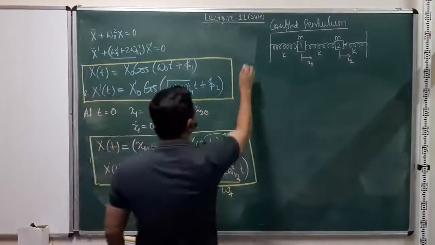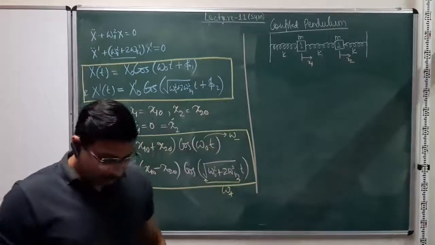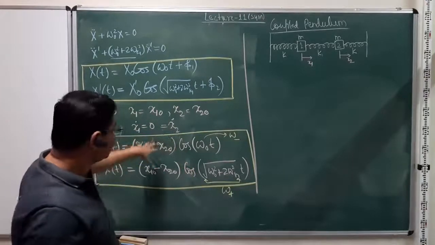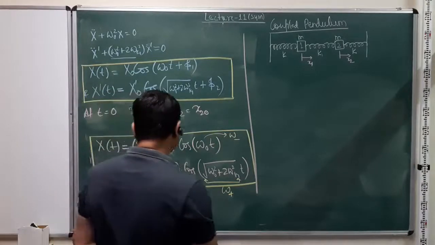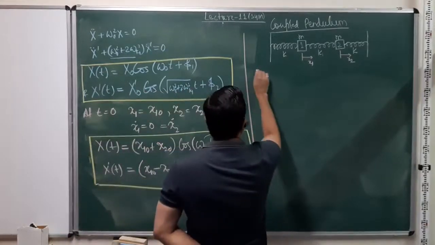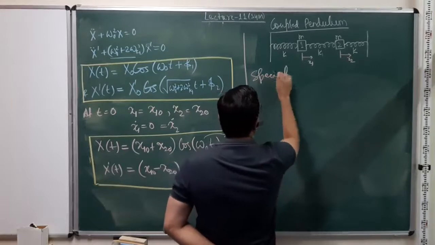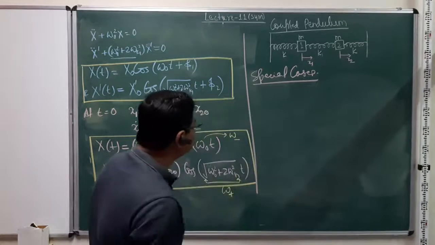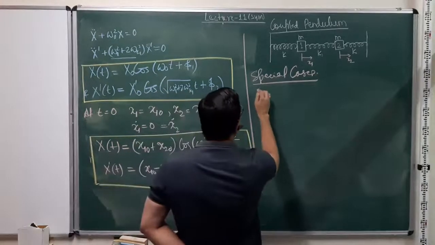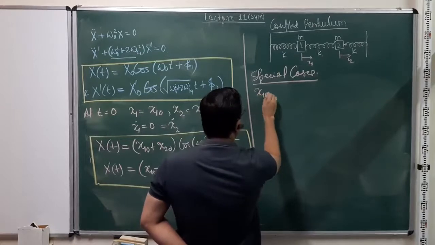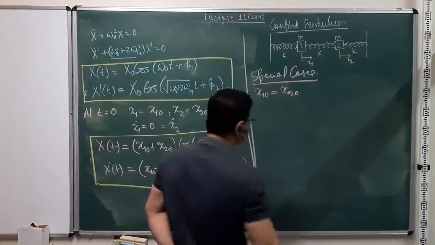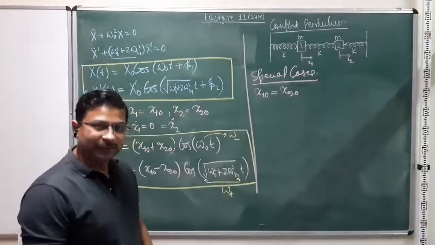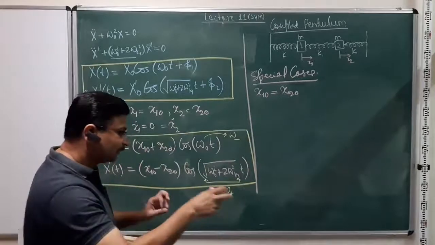Now once we have done that, we can take special cases and see the evolution of the system under special conditions. What I mean by special cases is, let us say that x10 is equal to x20. So both the masses have been displaced by the same amount in the same direction, and then the system is left to evolve.